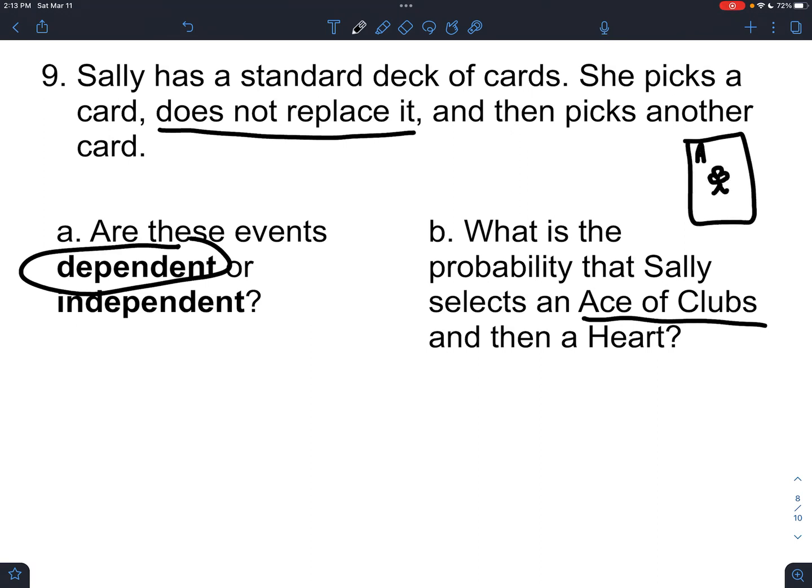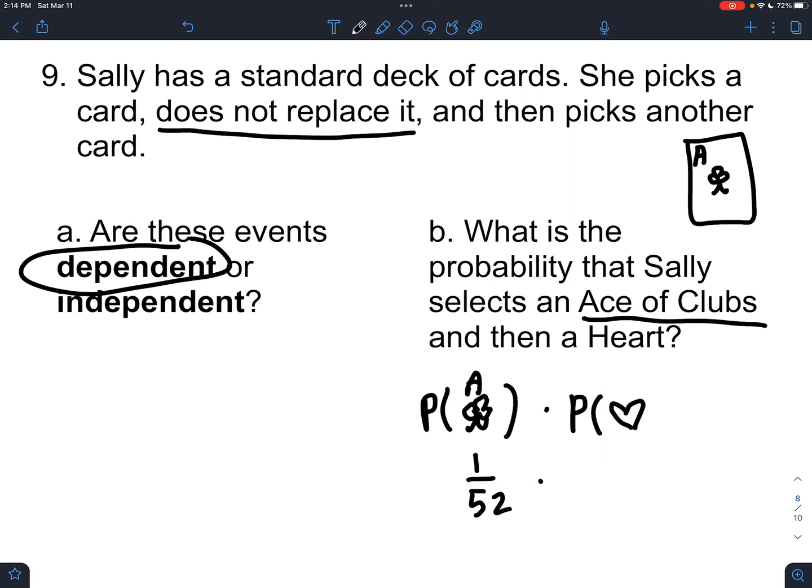So the second pull is affected by the first. So what's the probability that you draw the ace of clubs, and that card looks like this? It's a black card. And there's only one of them in the whole 52. So what's the chance that you select that and then you pick a heart after that? So there's only one card like that in all the 52 cards. So the probability of hitting that ace of clubs is really 1 out of 52. So super slim. 2% chance.